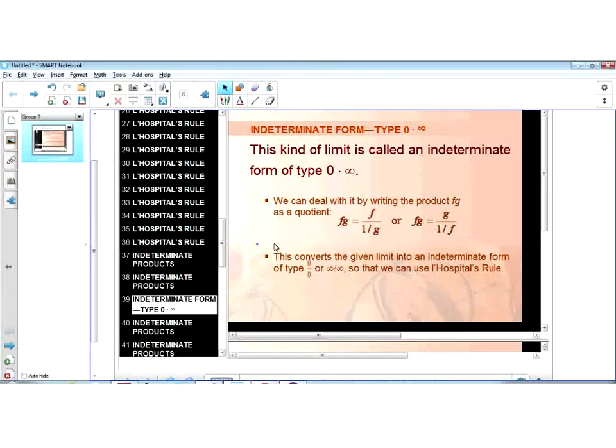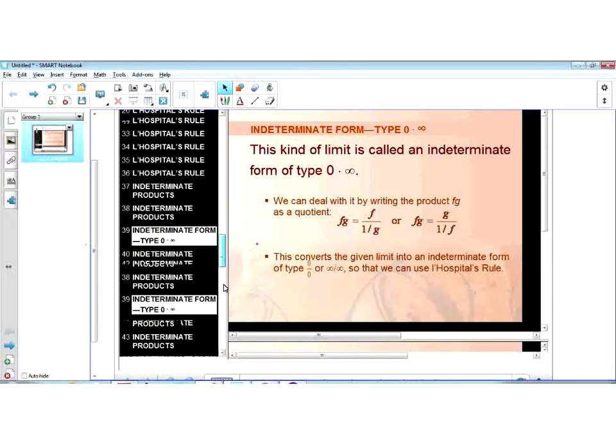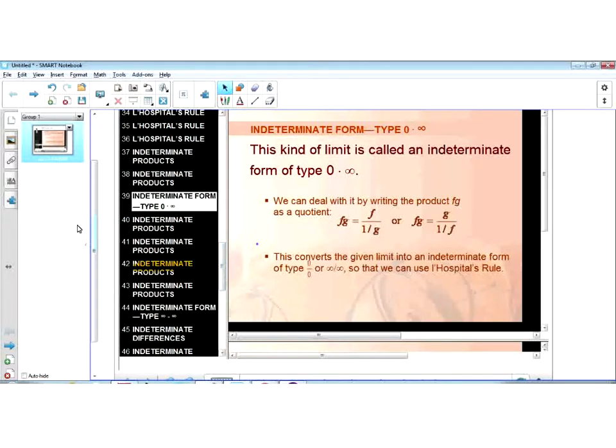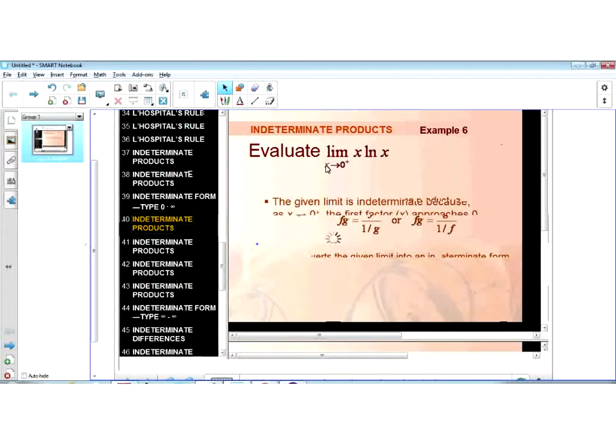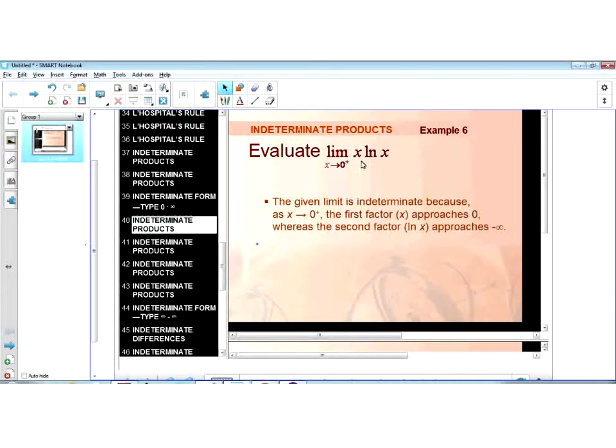Or you can do it vice versa. You can divide g by the reciprocal of f. And so when you do that, it converts the given limit into an indeterminate form 0 over 0 or infinity over infinity, so that you can use L'Hopital's rule. Remember, L'Hopital's rule typically applies to rational functions. And so you can convert the product into a rational function. Okay, so for instance, consider this.